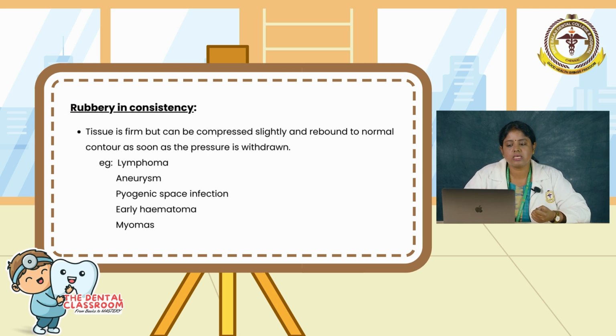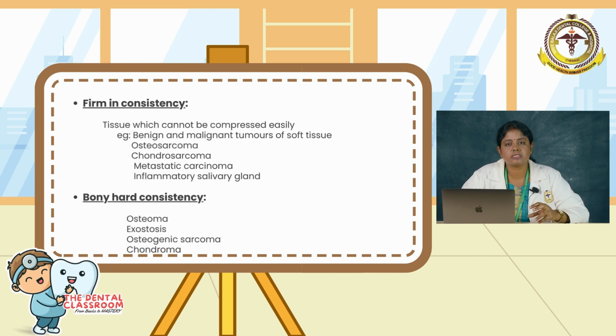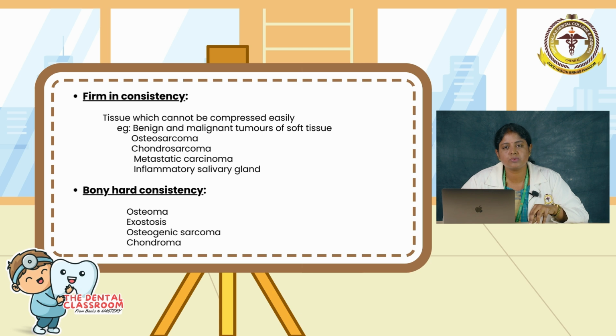Rubbery in consistency: if the tissue is firm and rubbery in consistency, it is seen very commonly in lymphoma or any kind of benign swellings. Then firm in consistency: all connective tissue swellings will have a firm consistency, and a carcinomatous swelling will be firm sometimes. Bony hard consistency can be there.